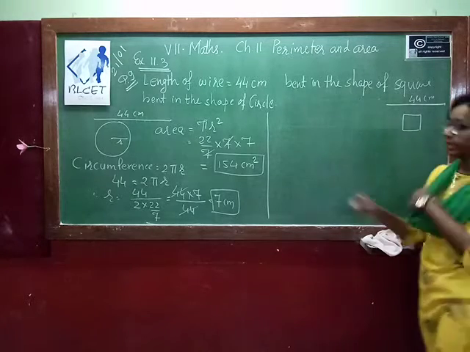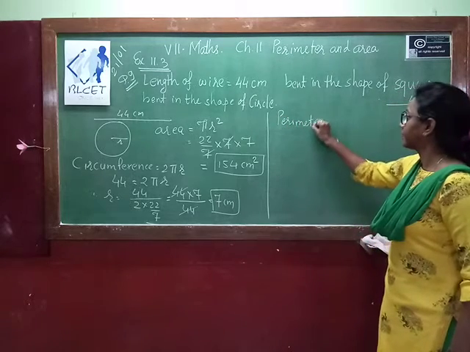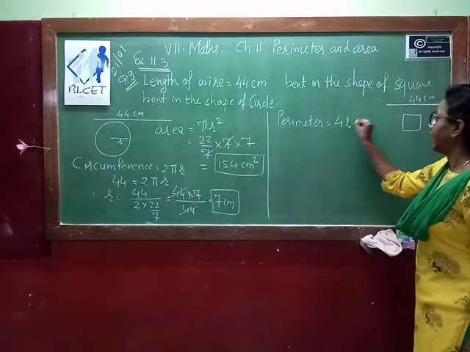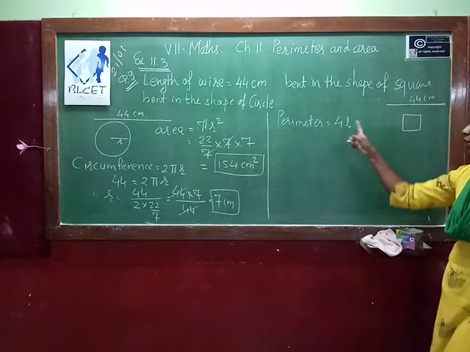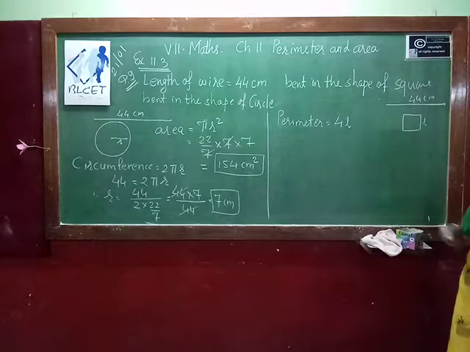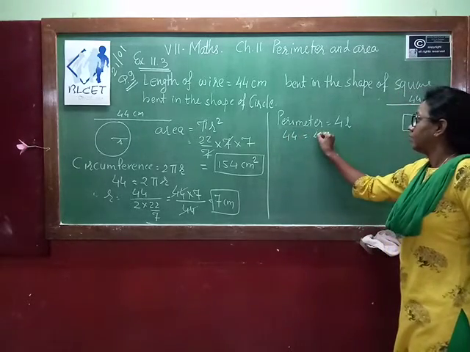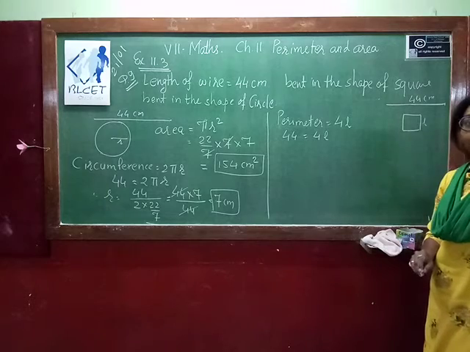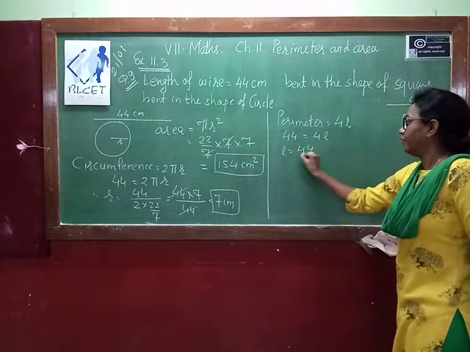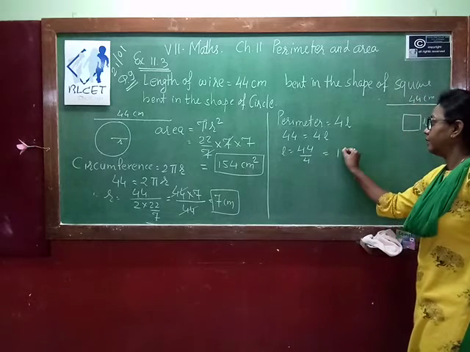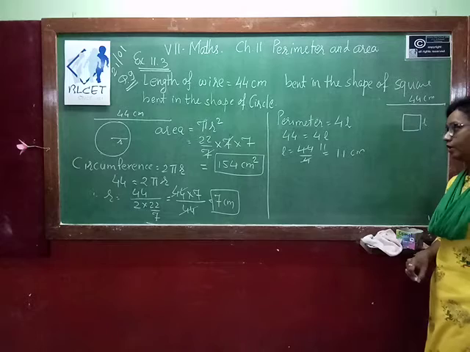Okay, so what we can say now? The perimeter is equal to 4L. 4 sides, and in a square all the sides are equal. So 4 into L, where L is the measurement of each side. So the perimeter is 44, 4L. We want to find the length of each side of the square. So L is equal to 44 divided by 4, which is equal to 11 centimeter. 11 fours are 44. Okay.